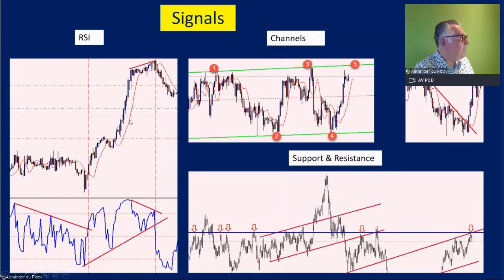I have the moving average on there, and that's just to train my eye to see the trend. And then we have support and resistance, and you'll see a bit of that happening in today's analysis. Horizontal support and resistance and non-horizontal support and resistance.